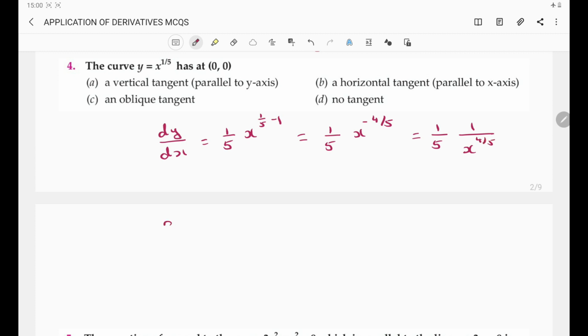So dy by dx at 0, 0 is not defined. You could see that it is 1 by 5 into 1 by 0, it is not defined, which means it is a line parallel to y axis. The tangent is a line parallel to y axis. So option A, vertical tangent parallel to y axis, will be the correct answer.